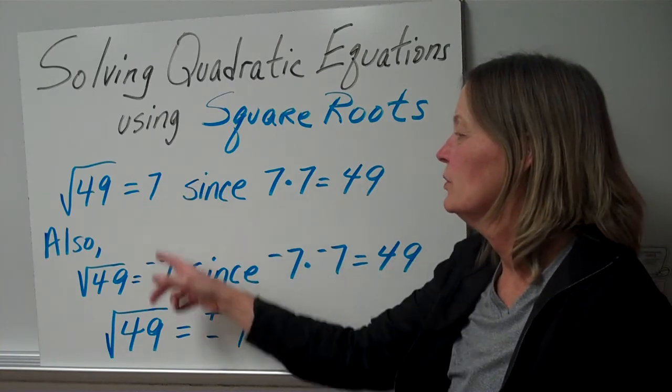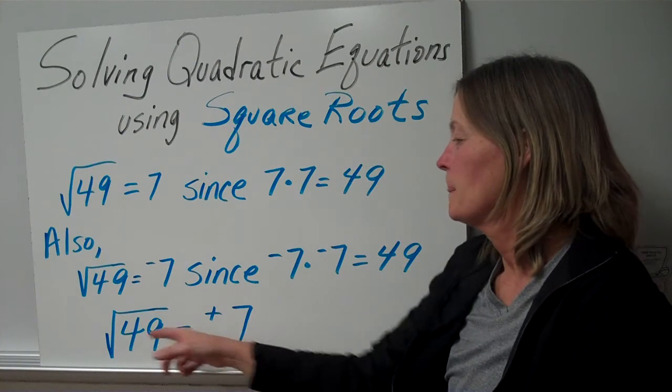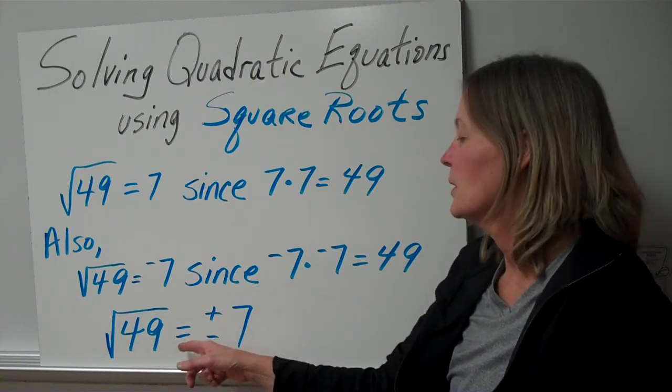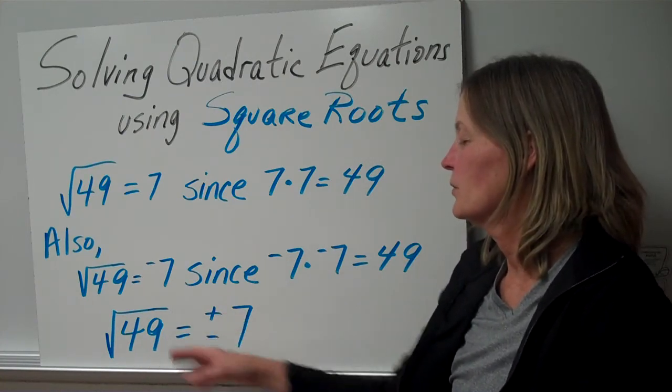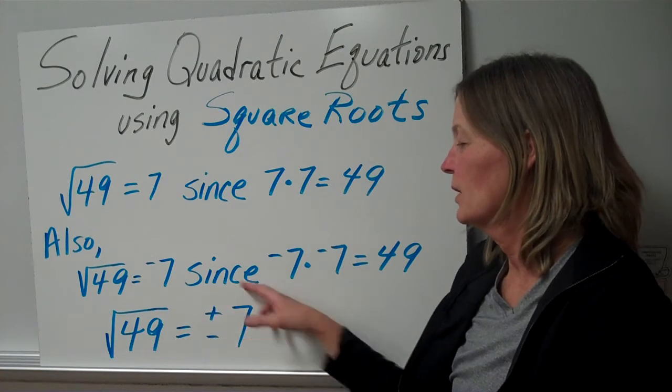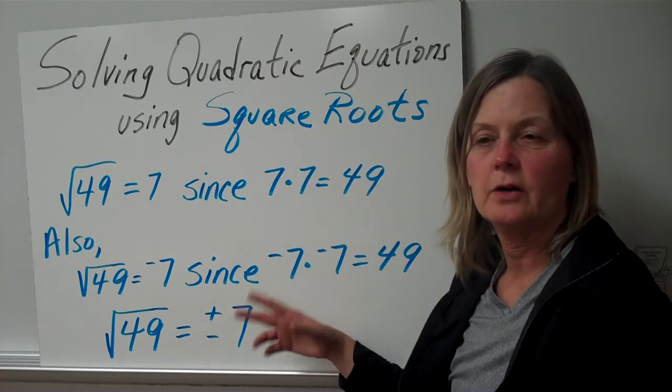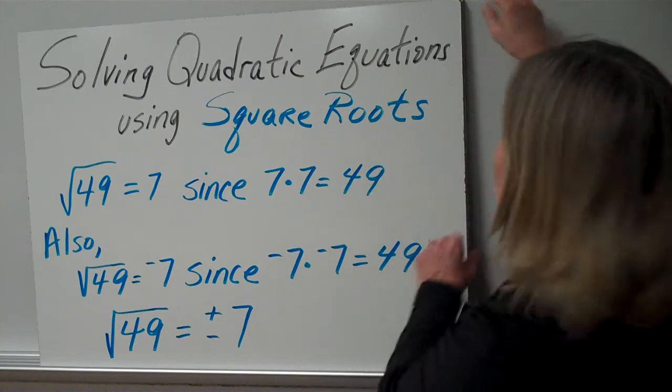Now we're going to write these two answers as one answer. So the square root of 49 is now going to be written as plus or minus 7. You read this as plus or minus 7, indicating that there are two answers for that problem.